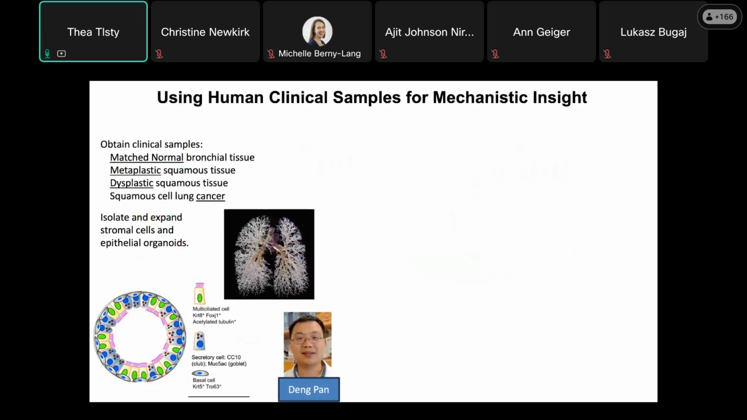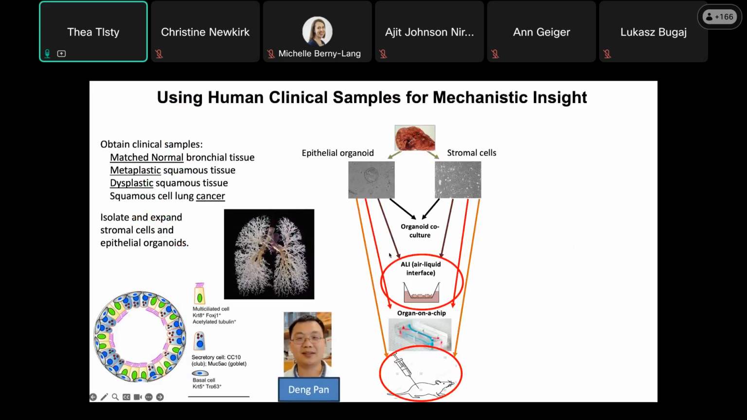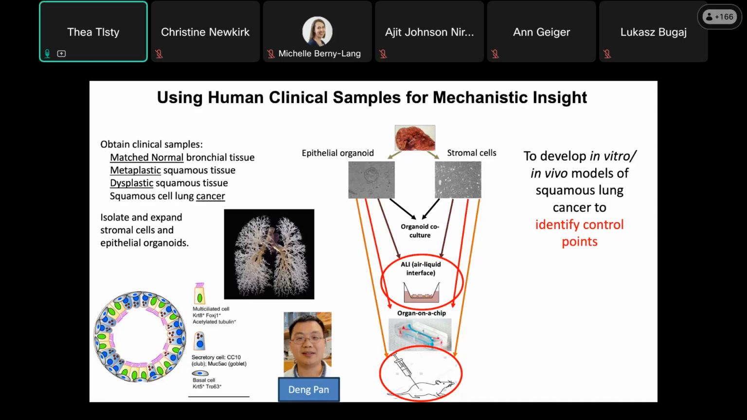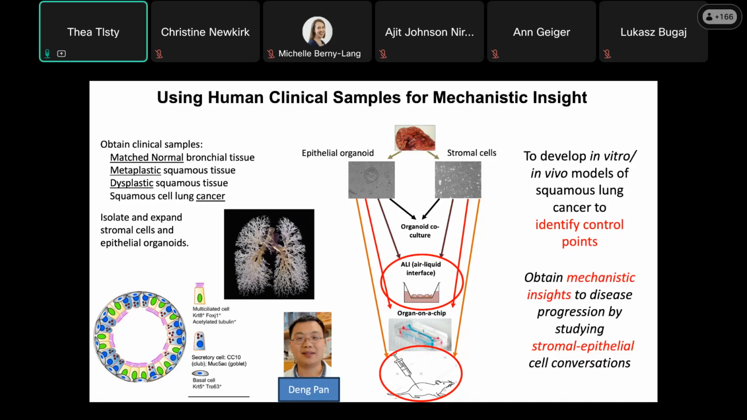So what Deng Pan did is we obtained the clinical samples from patients. We separate out the epithelial cells and the stromal cells. We combine them in a variety of ways. I'm going to tell you today about air-liquid interface, as well as the recombinants in the renal capsule, as I described before. And the whole idea here was to recapitulate a functional human bronchial airway with ciliated, secretory, basal cells, etc., so that we could identify control points for malignancy progression and obtain mechanistic insights.